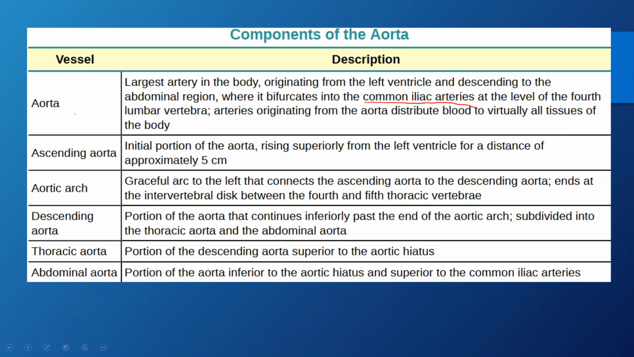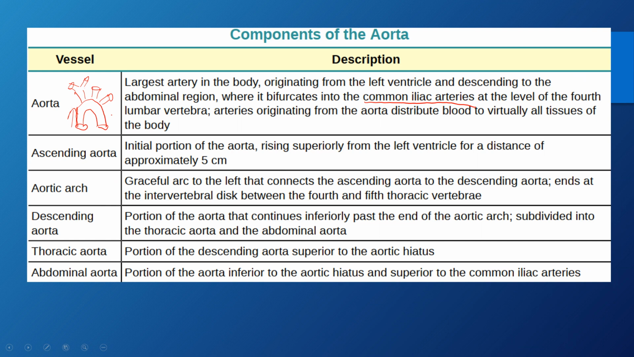So if we have the aorta, we have first the ascending aorta. Here's the arch, and here are our three branches: 1, 2, and this will be divided into 2. So we have this part that is the ascending aorta. It is the initial portion of the aorta rising superiorly from the left ventricle for a distance of approximately 5 centimeters. Then we have the aortic arch, a graceful arc to the left that connects the ascending aorta to the descending aorta and ends at the intervertebral disc between the 4th and 5th thoracic vertebrae.